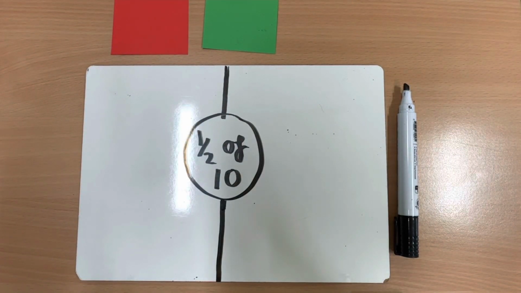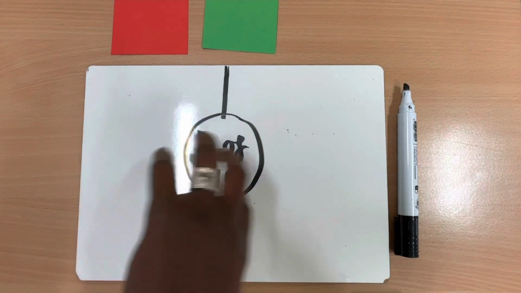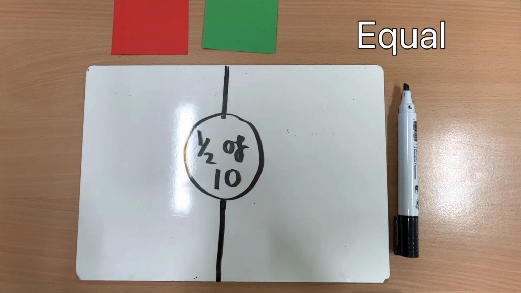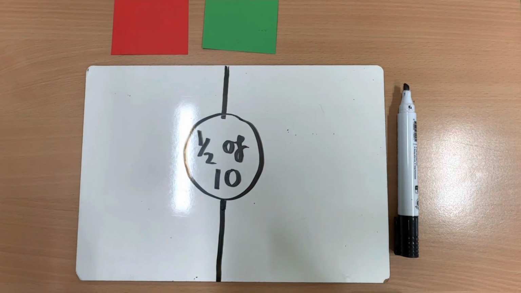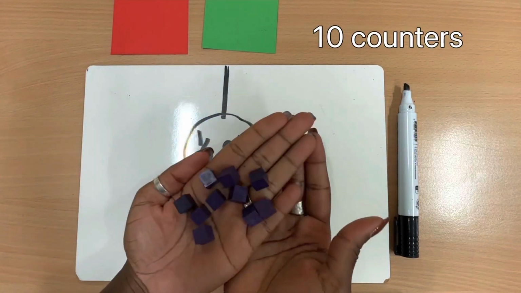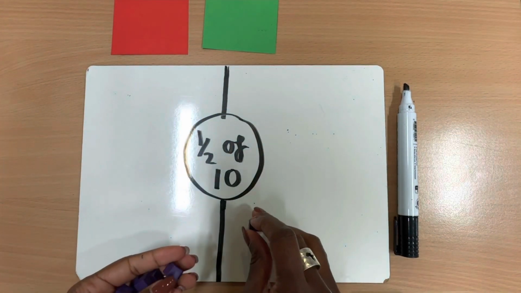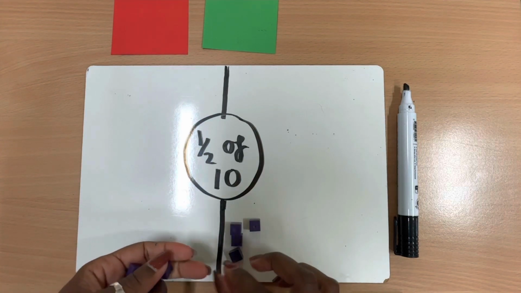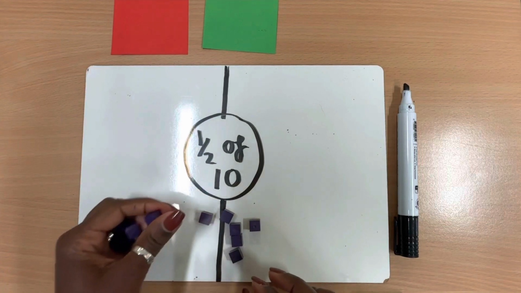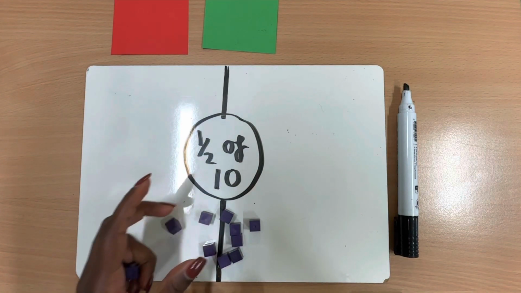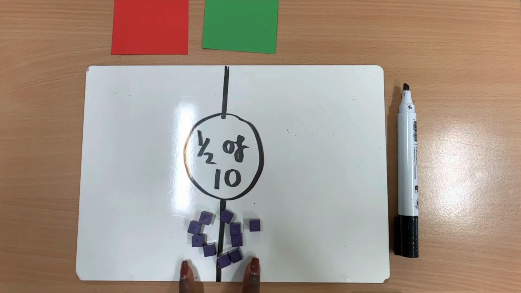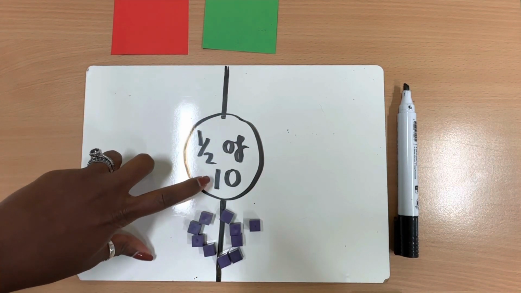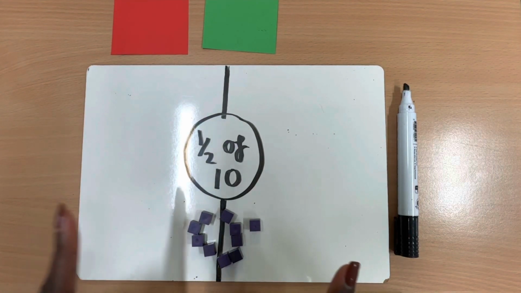So two equal groups. You need to make sure that when you share them, the amounts are fair and they are equal. That's the right mathematical vocabulary, that they are equal. So I've got 10 counters here. I'm going to count and check. 1, 2, 3, 4, 5, 6, 7, 8, 9, 10. I've got 10 counters. And if I'm finding half, I need to share the amount 10 into two equal groups.